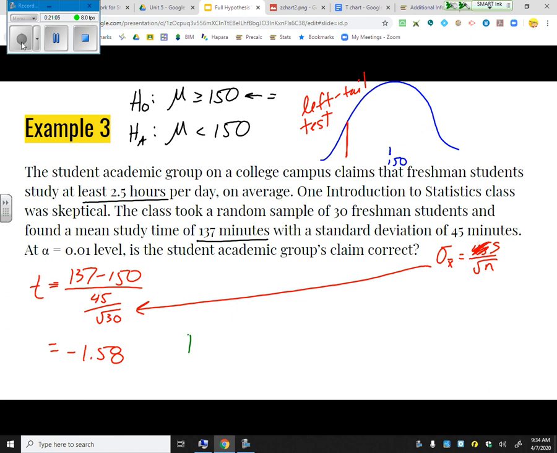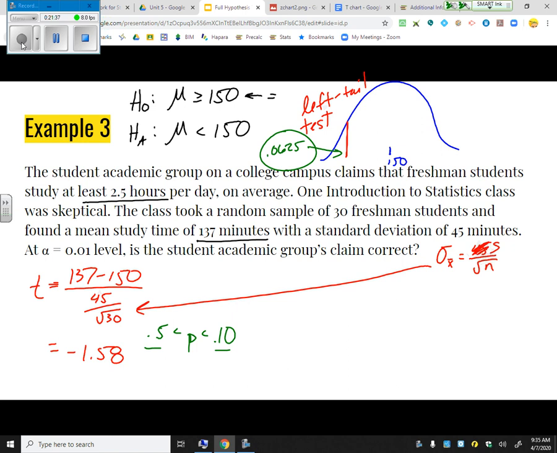So that means my p-value is between 10% and 5%. Not equal to, but between 10% and 5%. If you plug this into your calculator, you actually get that this area right here is 0.0625. So I don't have to have this here since we're just going straight to the table.